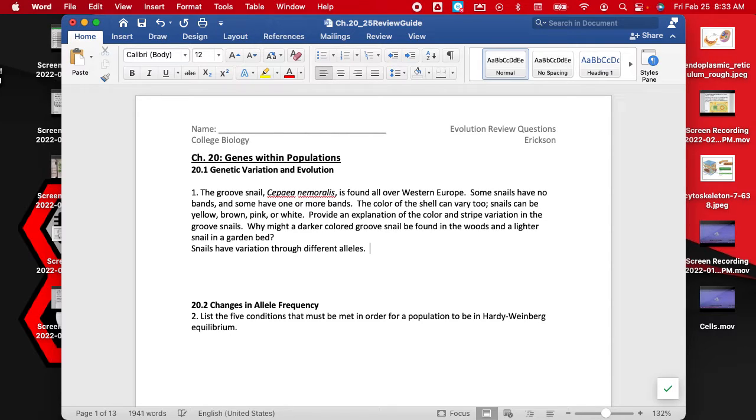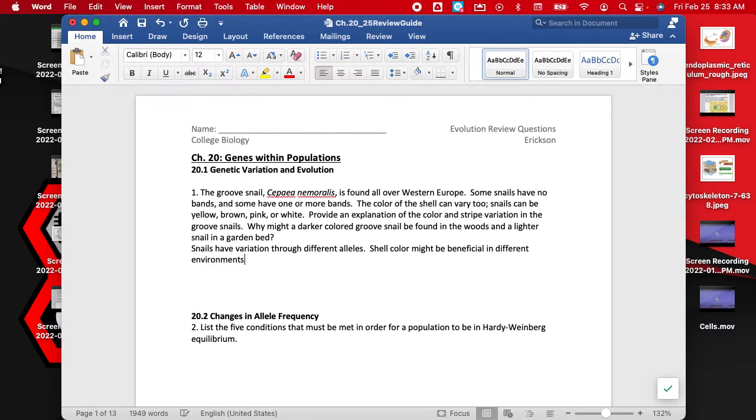And then we mentioned natural selection. So we can say shell color might be beneficial in different environments. So the dark equals camouflage, right? Camouflage in woods. Light would be like sand. Lighter due to sandy soil, etc.